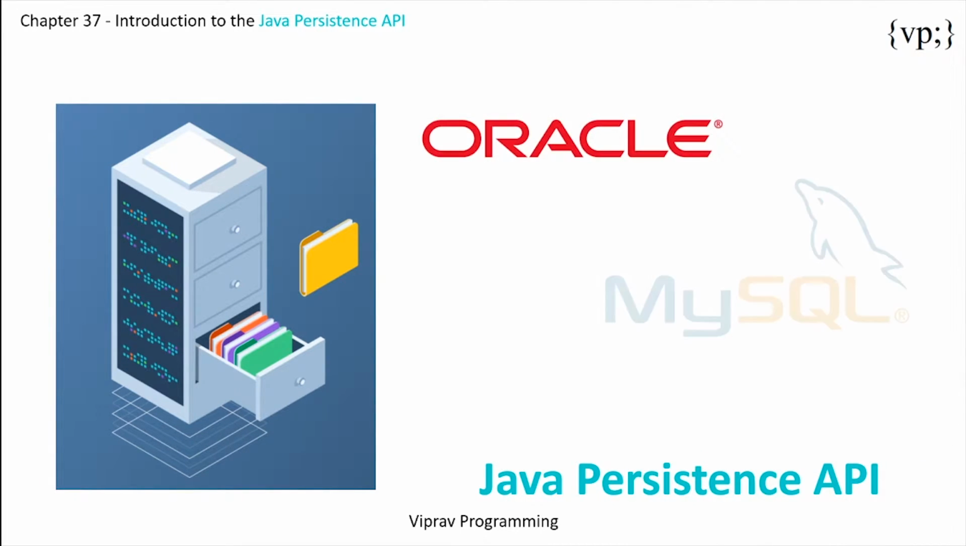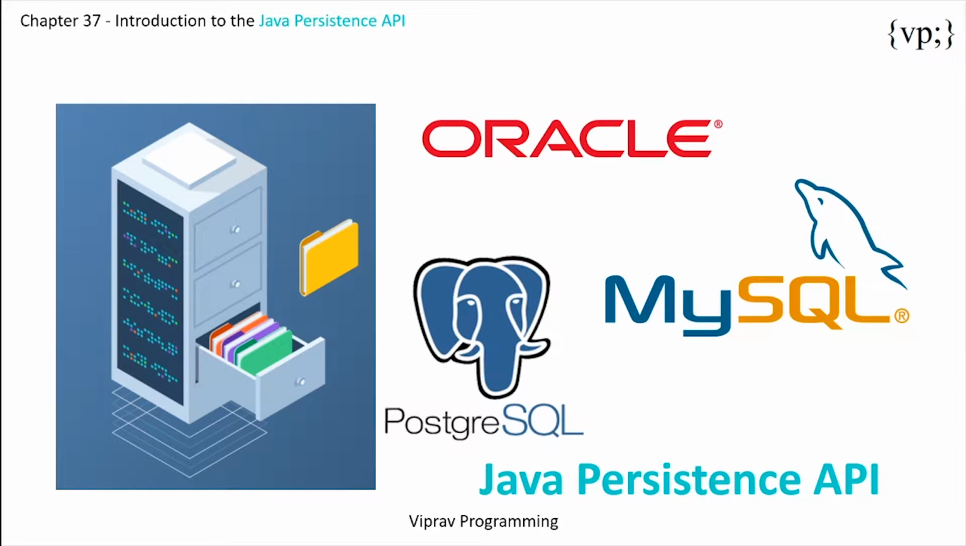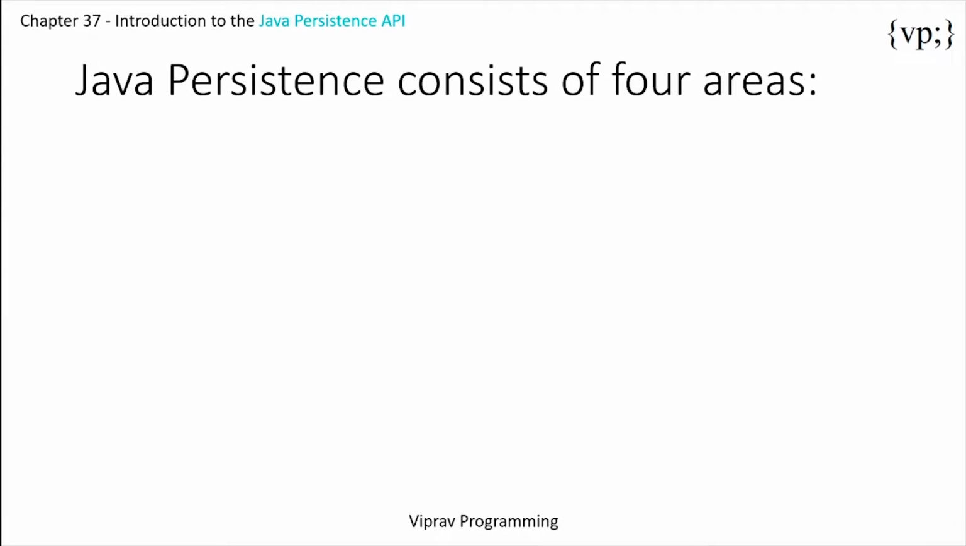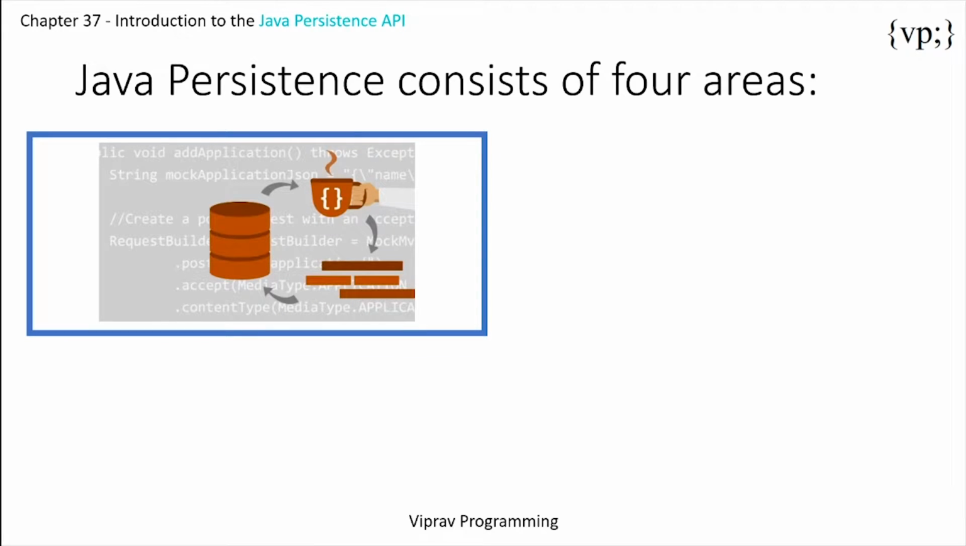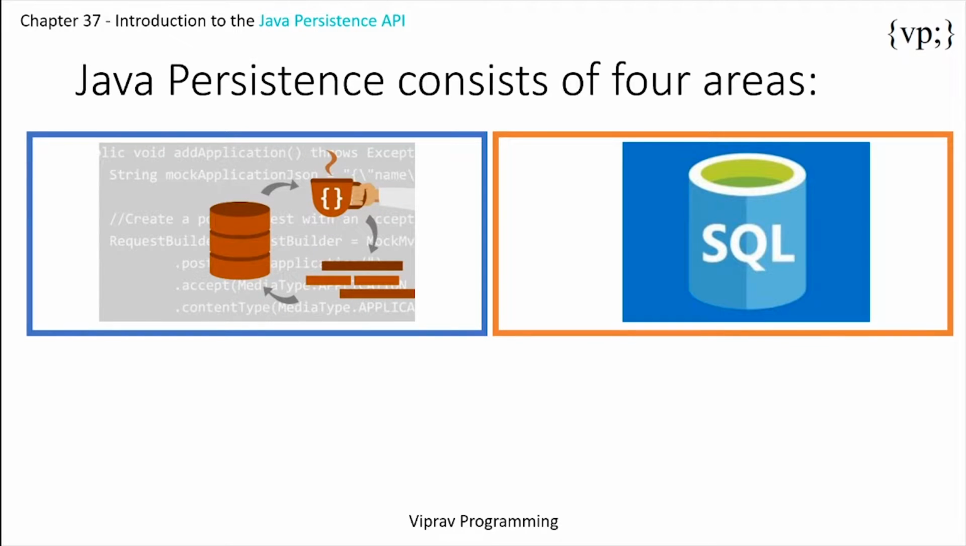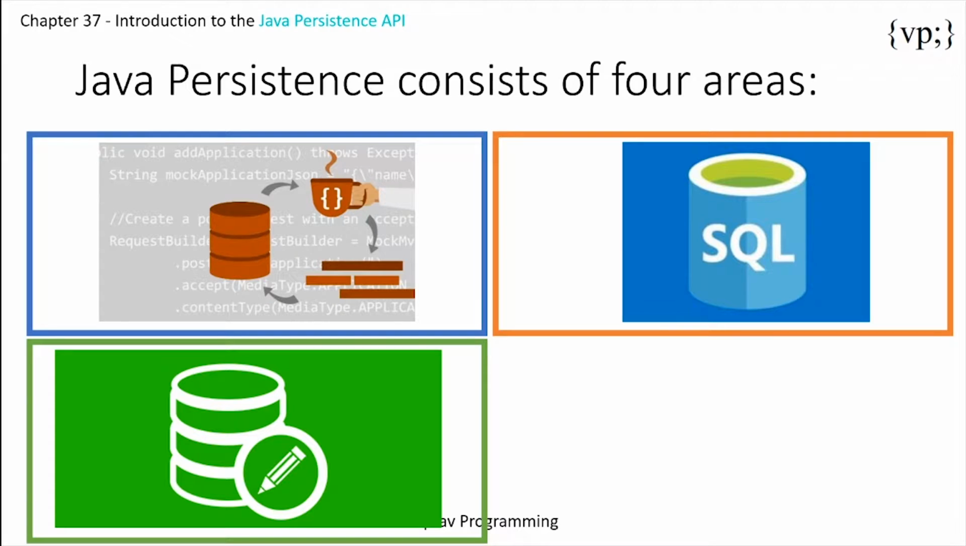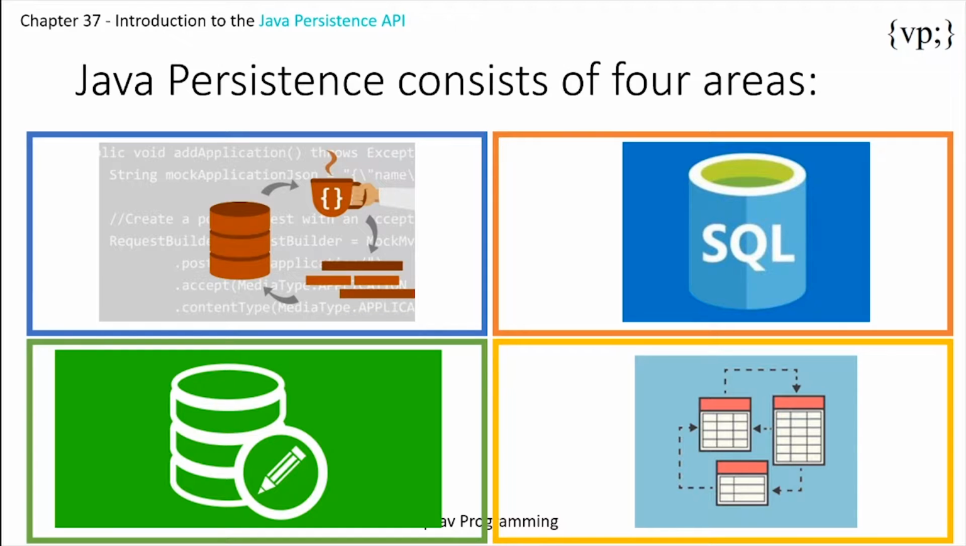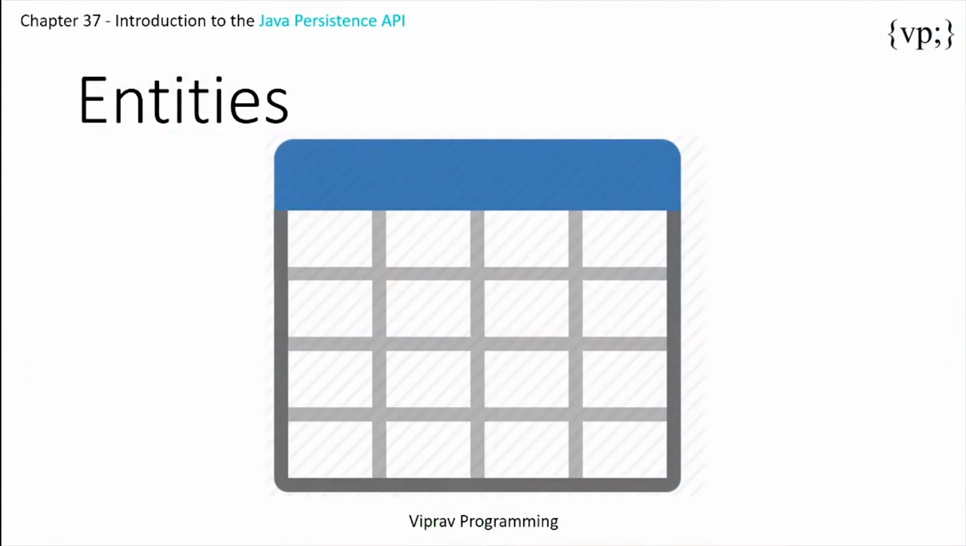The Java Persistence API makes it easy for Java developers to work with relational databases like Oracle DB, MySQL, PostgreSQL, and more. JPA allows the reading, writing, and managing of data in databases without ever leaving the comfort of Java. So, the Java Persistence API consists of four areas. First, the Java Persistence API, the query language, the Java Persistence Criteria API, or Criteria API for short, and the object/relational mapping metadata. So first of all, entities.